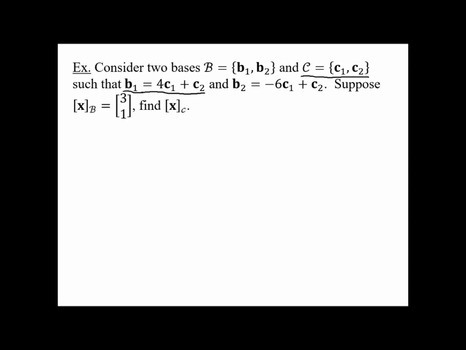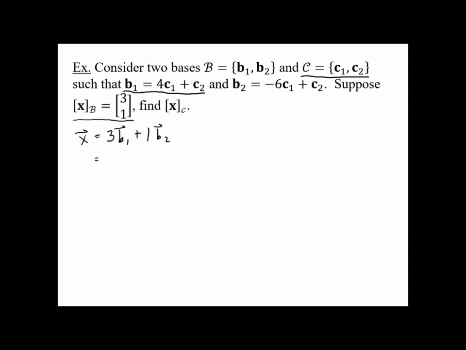Keep in mind, if I told you that the B coordinates of X are 3, 1, that tells me that X can be written as 3 times B1 plus 1 times B2. And that's what the B coordinates mean. It means the weights or the coefficients in front of B1, B2. Well, now I want to express X instead as a linear combination of C1 and C2.